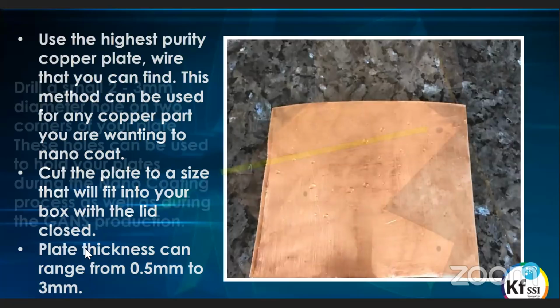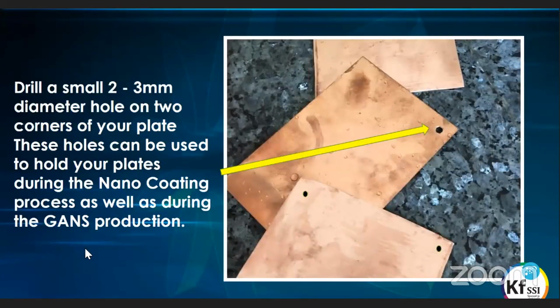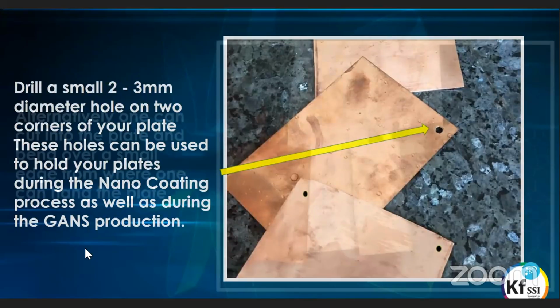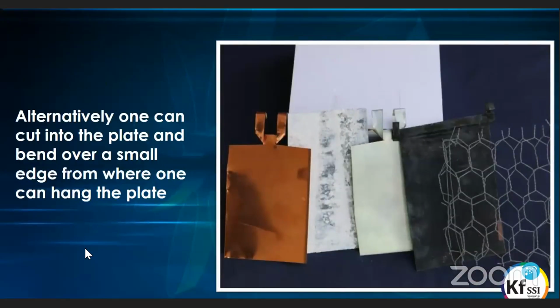Okay, there are two options to prepare your plates. The first one, if you do have some tools at home, is to drill a small hole in two corners of your plates, and these holes can be used to hold your plates during the nano layering process, as well as when you want to use them to produce some Gans material. The other option is to cut into the plates and then bend over small edges, and you can use these little edges to hang your plates. Whichever is going to be easier for you, either option works very well.